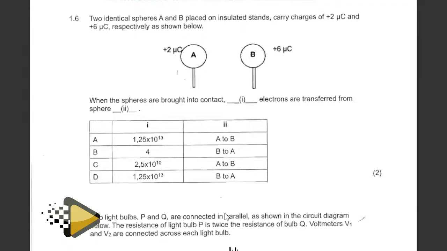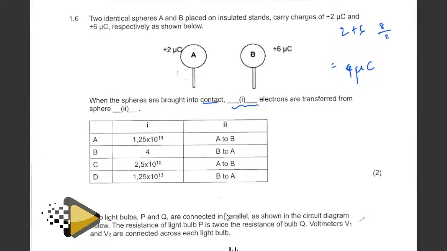So when the spheres are brought into contact, electrons are transferred from which sphere to which sphere? Okay, so one thing we need to know is that when the two get into contact, we shall have 2 plus 6, we get 8, and then we divide by 2, which means each sphere will walk away with +4 microcoulombs.